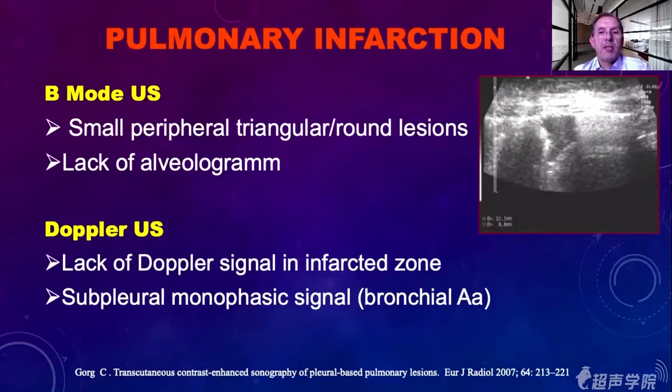In pulmonary infarction, the B-mode ultrasound reveals more peripheral, posterior, triangular or round lesions, and we don't see an air bronchogram inside the lesion. In the Doppler ultrasound, the typical aspect is the lack of Doppler signal in the lesion, and we have sometimes a pleural monophasic signal. So these are vessels from the bronchial artery.